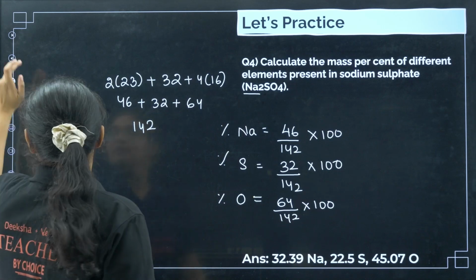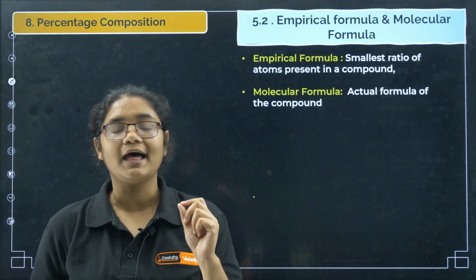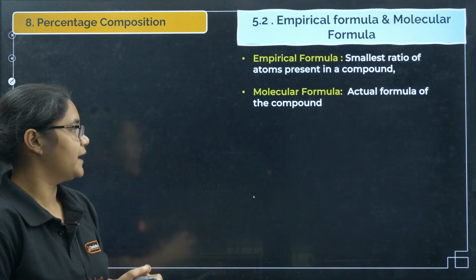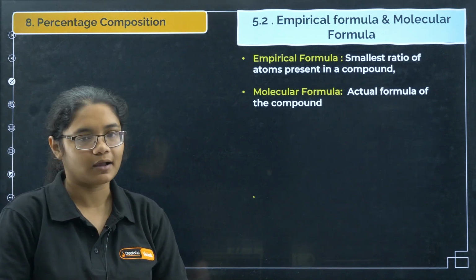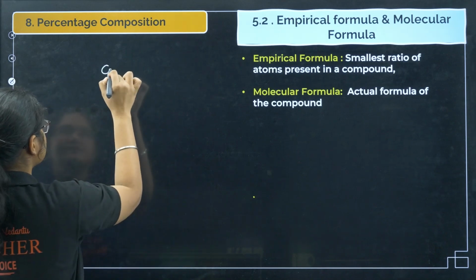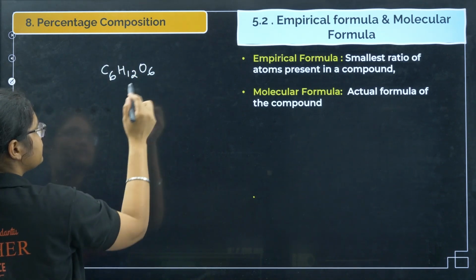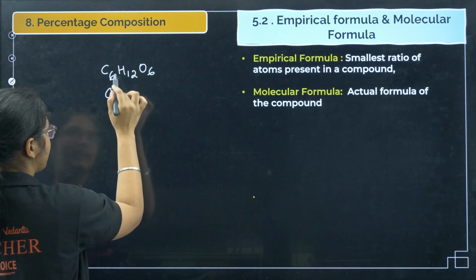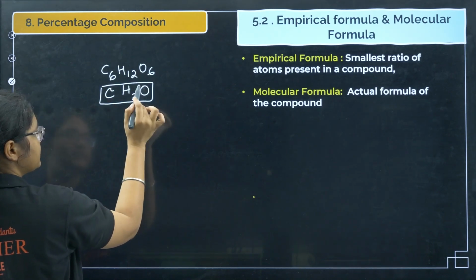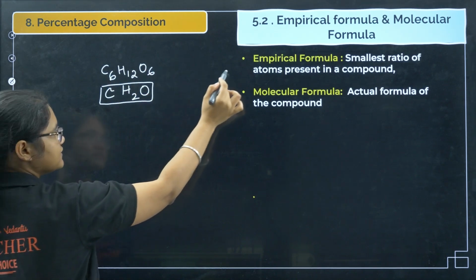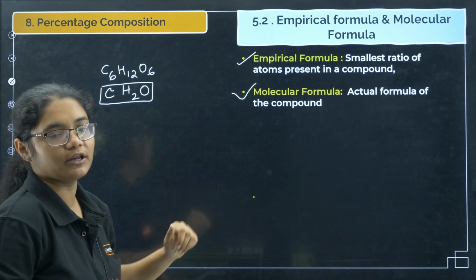Next, we'll discuss something very important, that is empirical formula and molecular formula. Empirical formula tells you the smallest ratio of the atoms present in a compound. For example, if I have C6H12O6, what is the ratio of the atoms present here? I can cancel to get CH2O. This is the simplest ratio of the atoms present in a compound. This is called your empirical formula, and the actual formula of the compound is your molecular formula.